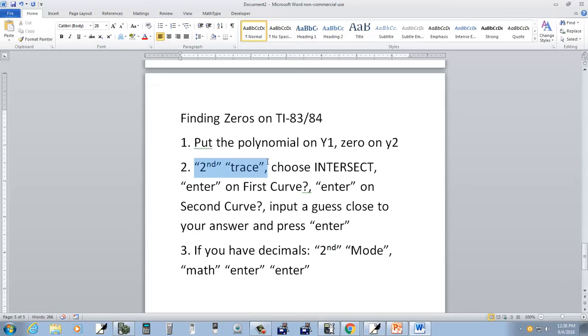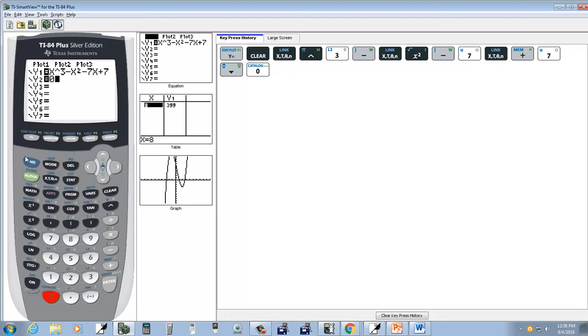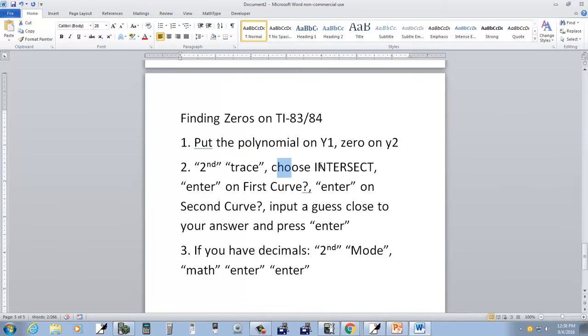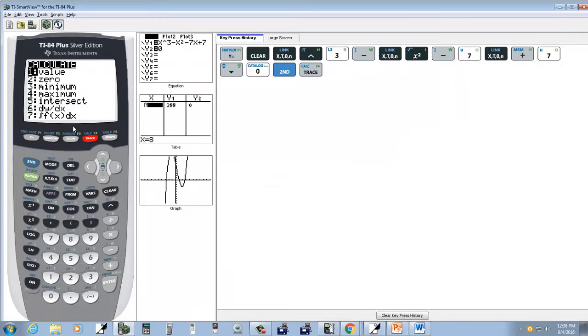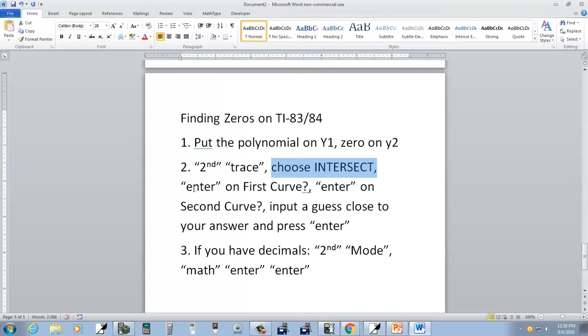Then we're at step 2. We're going to do second trace. And you can see from the buttons I push, it does them in red so you can see. So do second trace. We want to choose intersect. Now to choose intersect, you can down arrow to that line and press enter on it, or you can simply press the 5 that's in front of it.